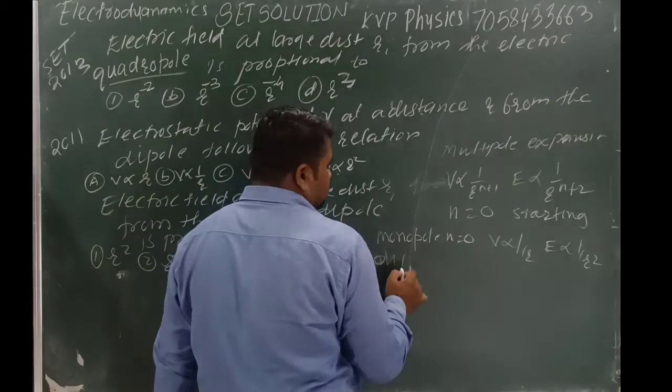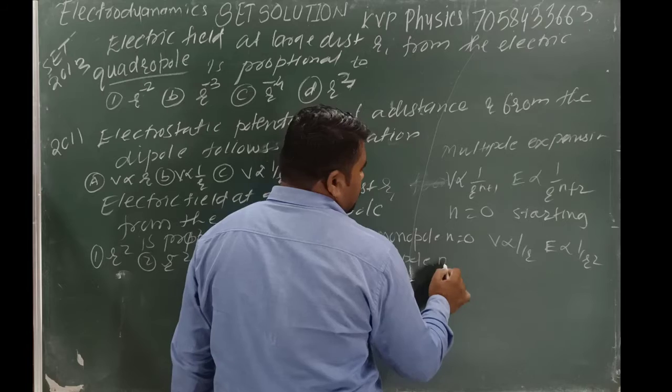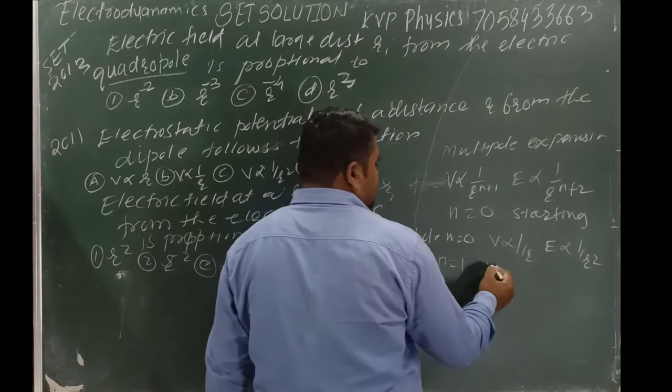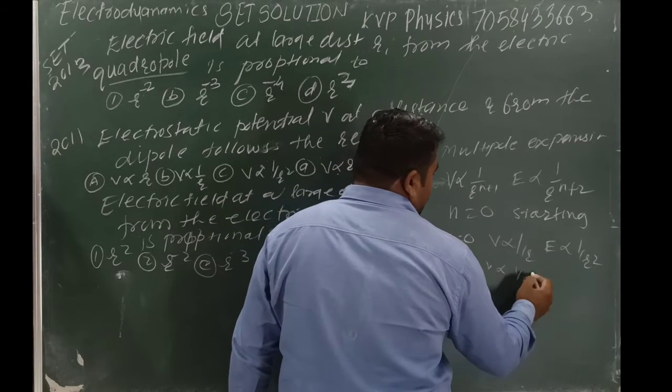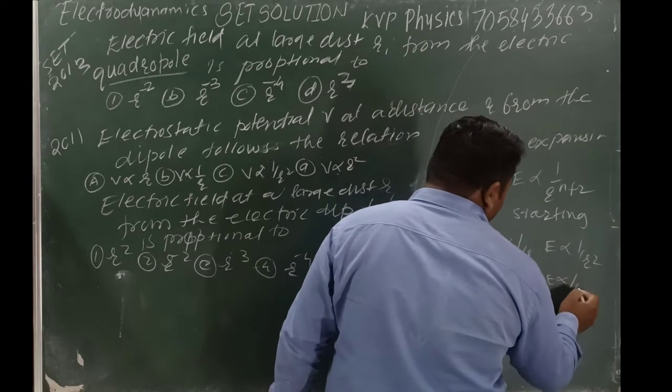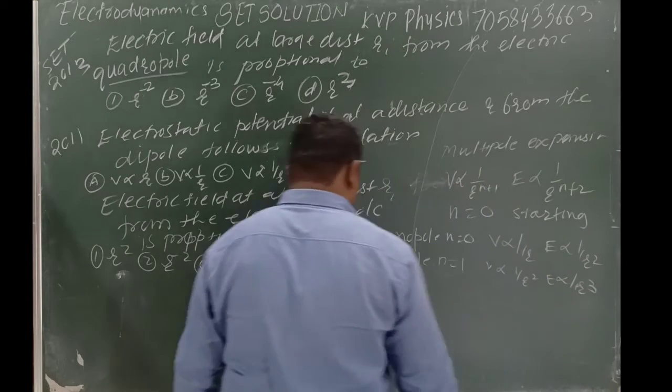Next, for dipole, n is equal to 1. If n is equal to 1, then potential V is directly proportional to 1 by r square, and electric field is directly proportional to 1 upon r to the power 3.